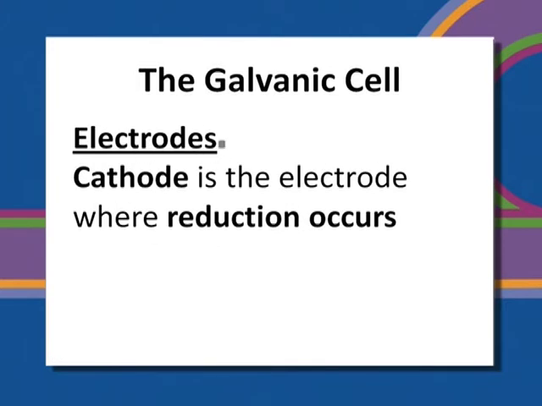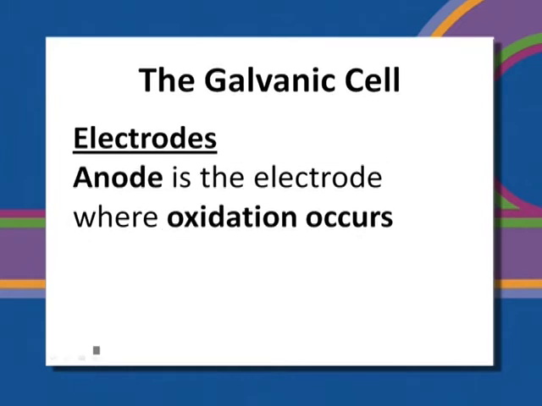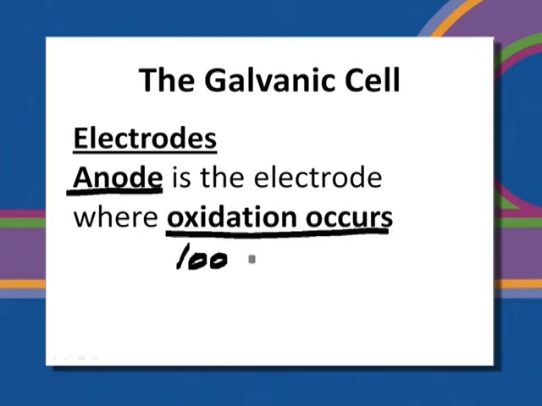We also have electrodes in a galvanic cell, and one of the electrodes has to be what we call the cathode. This is the electrode where reduction occurs. Reduction, gaining of electrons, right? And then we also have another electrode called the anode. And the anode, that's where oxidation happens. And what is oxidation? Losing of electrons or loss of electrons.